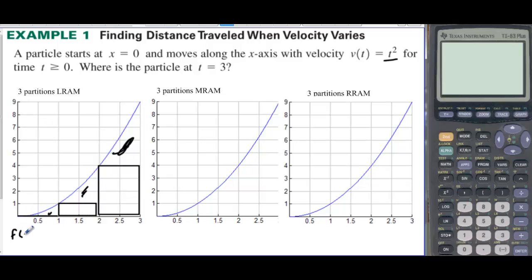We have f of 0 times 1, a base of 1, and then the height is the function value at 0, plus f of 1 times 1, the base is 1, the height is f of 1, and then we have plus f of 2 times 1. And we're using f of 2 because that's the height of this rectangle. It's hitting where f of 2 hits. Well, f of 0 into the function is 0 squared. That's 0. So we have 0 times 1 plus 1 squared is 1 plus 2 squared is 4.